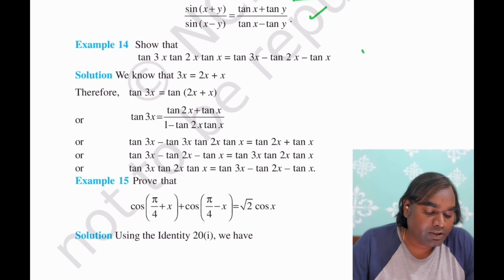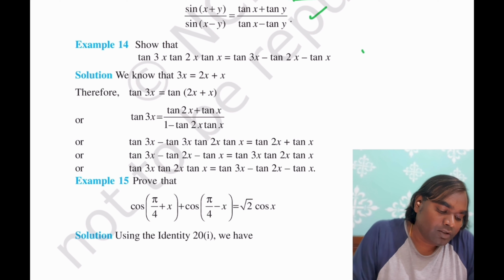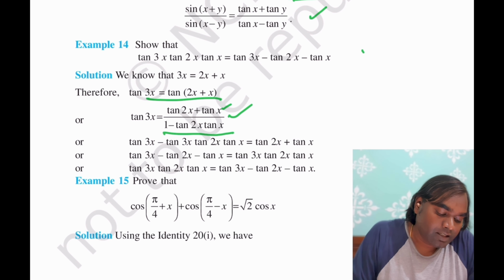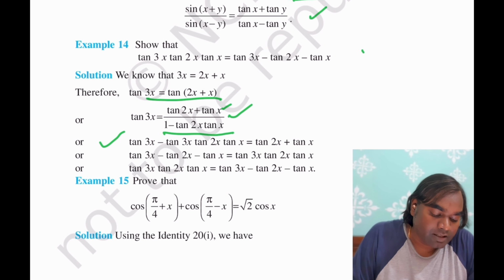Now example 14: prove that tan 3x tan 2x tan x is equal to tan 3x minus tan 2x minus tan x. So let us solve this. tan 3x can be written as tan(2x + x), and we apply the formula for tan(x+y), so (tan 2x + tan x) divided by (1 - tan 2x tan x). After multiplying crosswise, tan 3x minus tan 3x tan 2x tan x is equal to tan 2x plus tan x. After simplification we get the result.